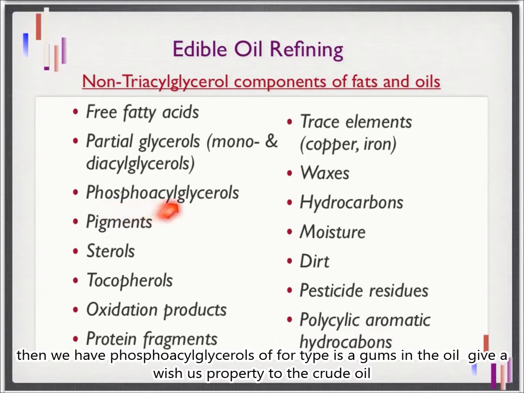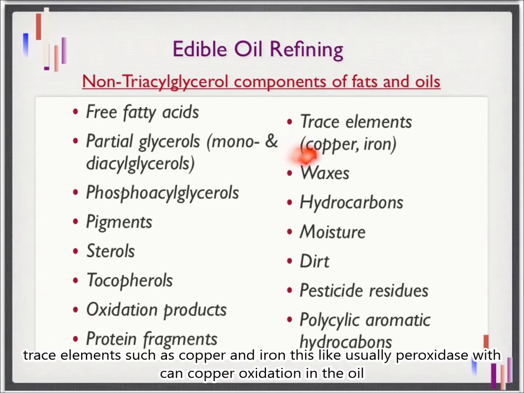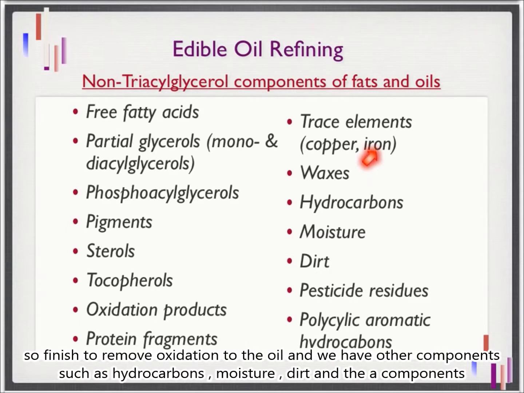Then we have phosphoacylglycerol or phosphatides. These are what we call gums in the oil, which give a viscous property to the crude oil. And other components such as pigment, sterol, tocopherol, oxidation products, protein, and the trace elements. The trace elements such as copper and iron are actually pro-oxidants, which can promote oxidation in the oil. So we need to remove these to avoid oxidation of the oil. And we have other components such as waxes, hydrocarbons, moisture, dirts, and other components.